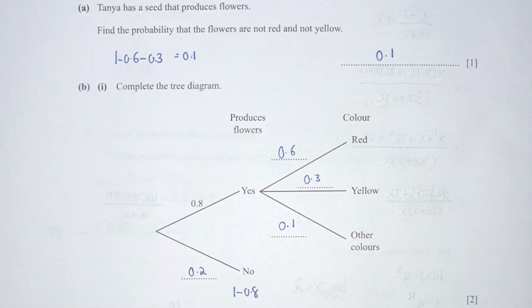So when you fill up the space, okay, only 0.8 will produce flowers, which means 1 minus 0.8 equals 0.2. So this 0.2 of the seeds will not produce any flowers. So out of those that produce flowers, they mentioned that red is 0.6, yellow is 0.3, and the last one, other colors, will be 0.1 that we identified earlier.